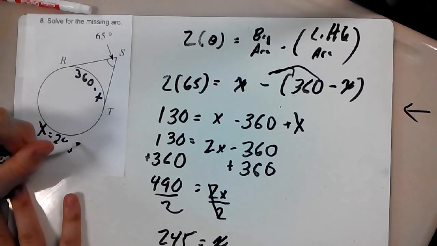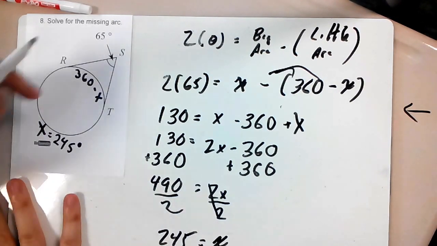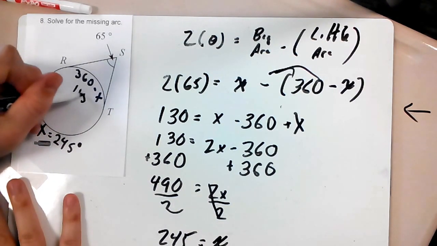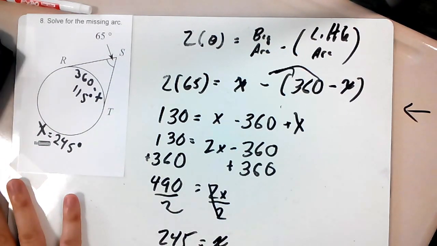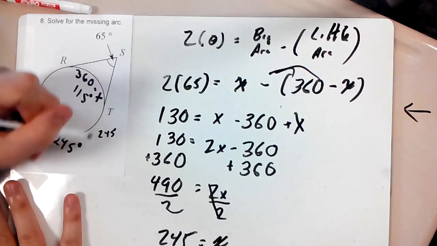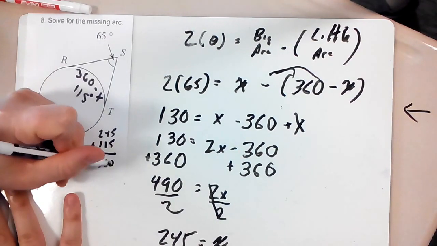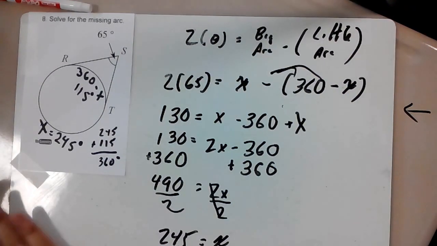This is 245 degrees. Then 360 minus 245, this is 115 degrees. Let's see if that works. So I do 245 plus 115, and I got 360 back. So I know I did the problem right. Both of these will add up to 360 degrees. Just a way to check myself and make sure I did it right.